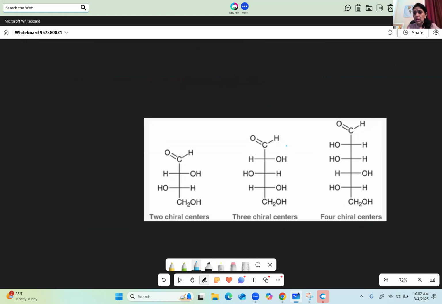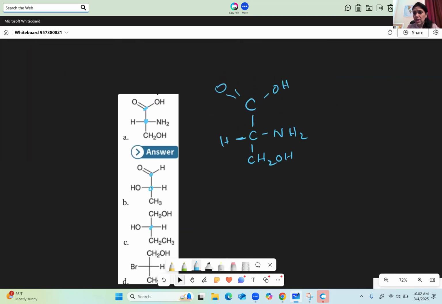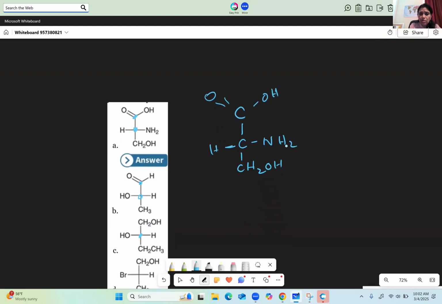But they have multiple chiral centers. Now, we don't need to be able to name these sugars, at least not as of now. If I were to think about this structure, there are 1, 2, 3 carbons. The first carbon is not chiral because we have 2 oxygens; basically, we'll consider this as 2 oxygens. So that is not chiral. The last carbon is not chiral, but the one in the center is chiral.